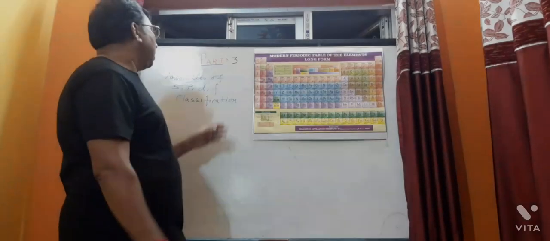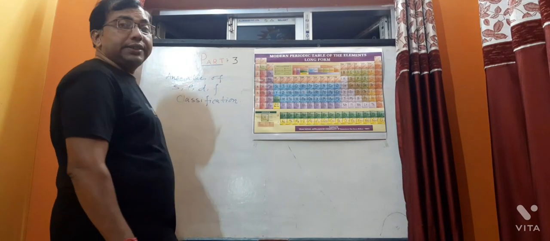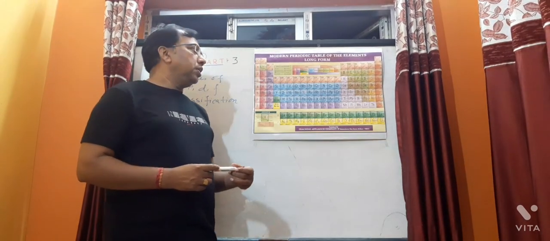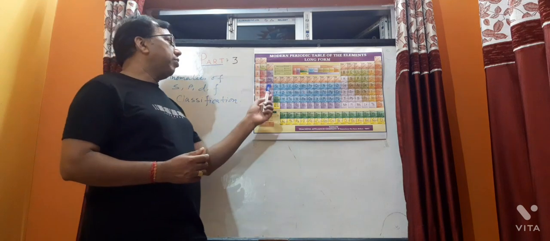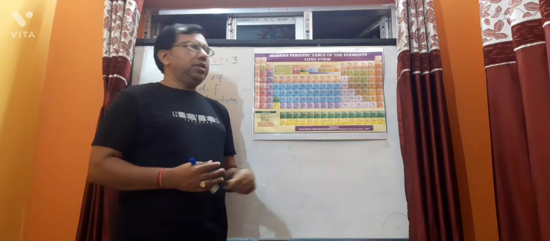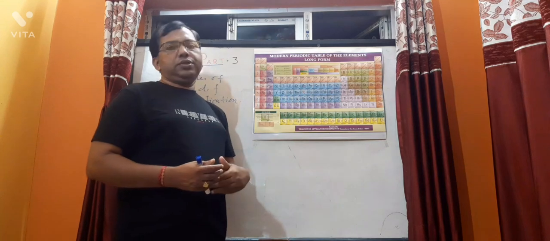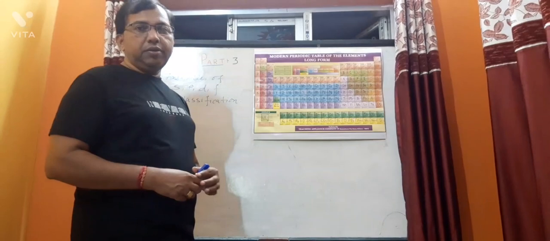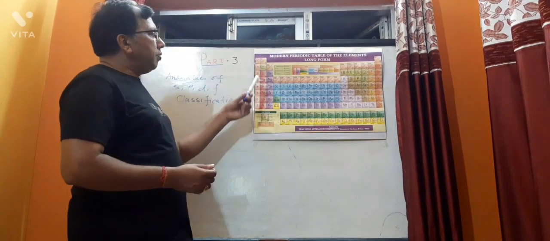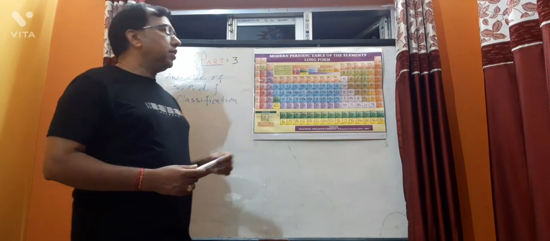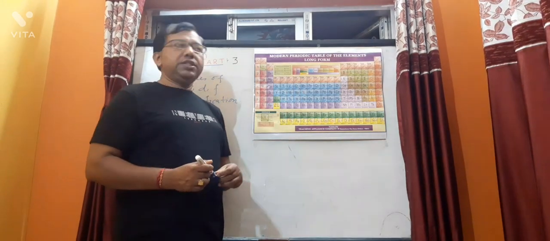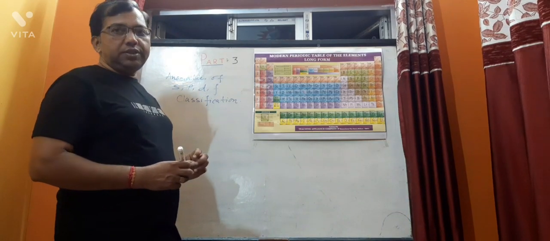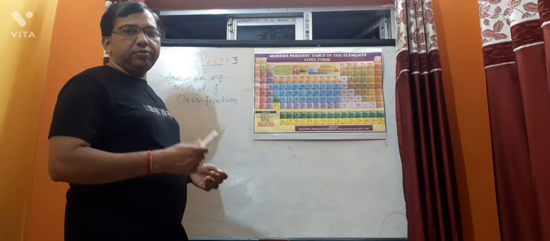So next comes part 2, anomalies of SPDF classification. In SPDF classification, what anomalies are there? What you see in the periodic table is four blocks, S, P, D, F. Within these four blocks, all the elements in the long form of the periodic table have been arranged properly. But the position of hydrogen and the position of helium, there is some problem. There is an anomaly in the position of hydrogen. It creates a problem. Why?